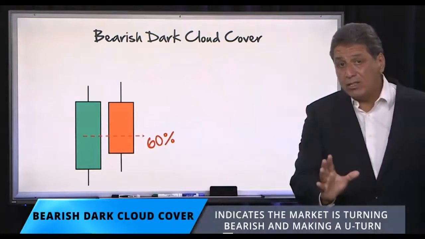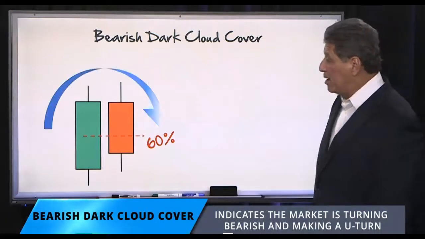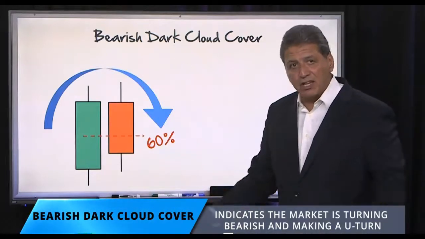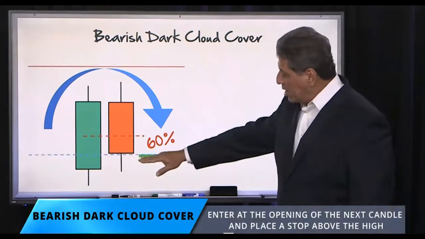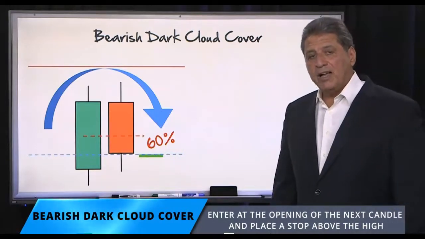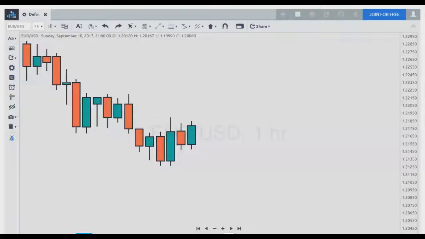This is a signal to the trader the market's getting ready to go bearish. It is a U-turn. How do you trade it? Just like you do all the other ones. You enter the market at the next candle, place your protective stop loss order above the high with anticipation of the market going south. This is what it looks like in the market.